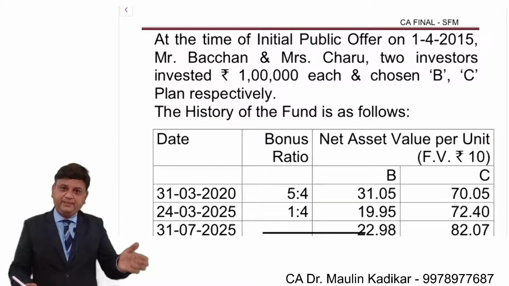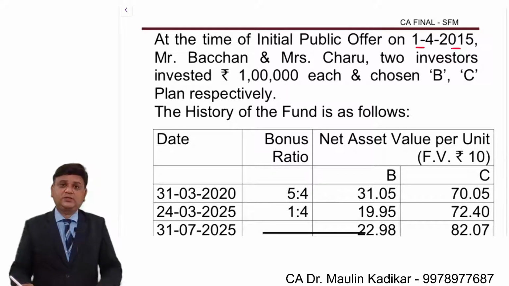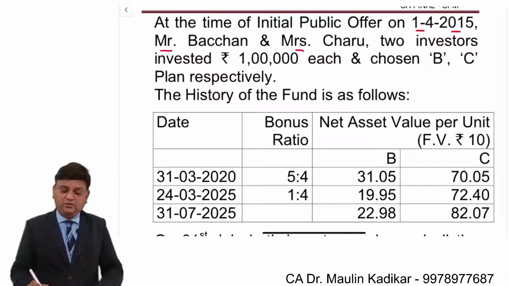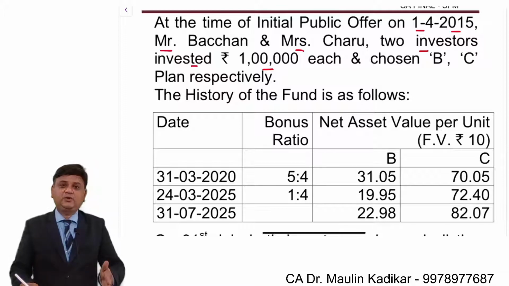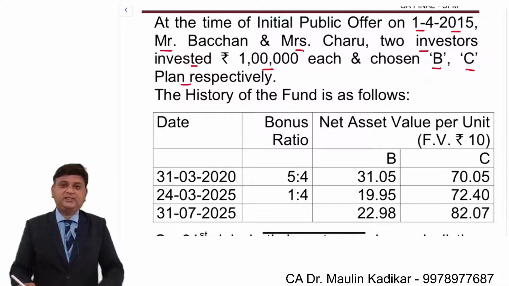At the time of IPO, initial public offer, on April 1st, 2015, Mr. Bacchan and Mrs. Charu, two investors, invested an amount of rupees 1 lakh each and selected Plan B and Plan C respectively.